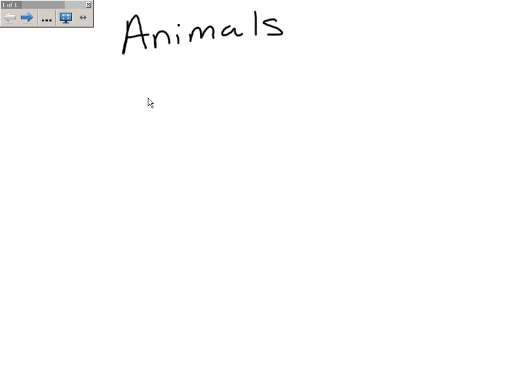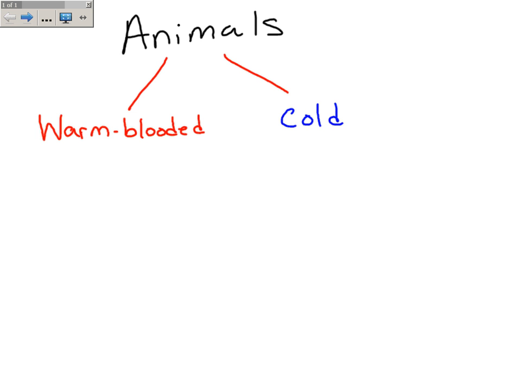Well, one of the first ways that we sort them out is by how they stay warm. Let me explain. It's by their blood type. By warm-blooded, and cold-blooded. Warm-blooded animals stay warm naturally. In other words, their body temperature stays the same.